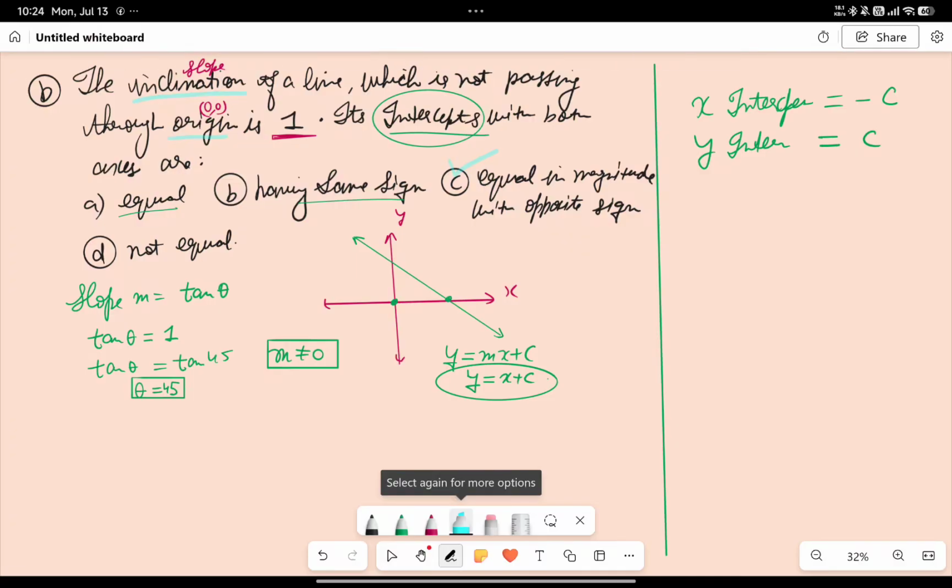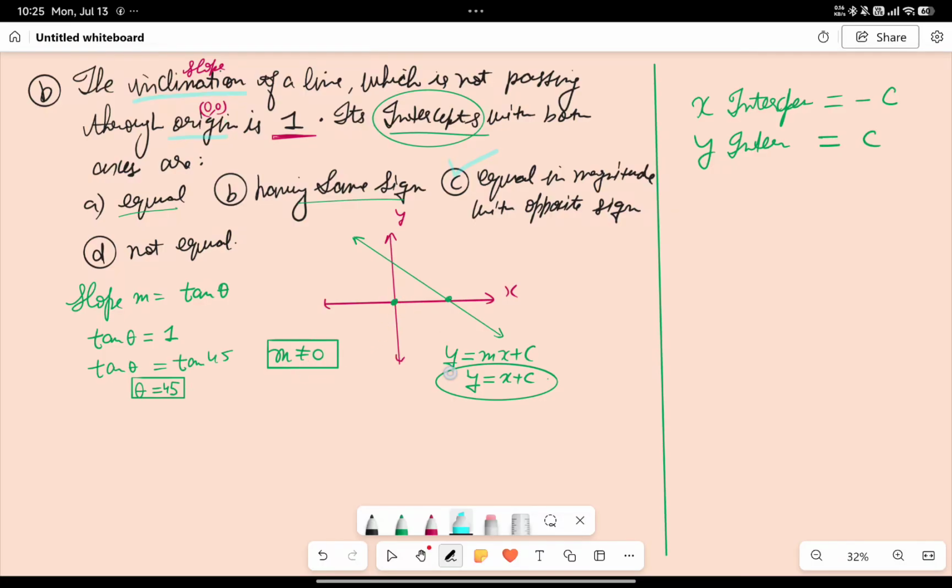Okay, read this question again. No need to hurry. The inclination means the slope of a line which does not pass through the origin is 1. Its intercepts with both axes are equal, or having the same sign, or equal in magnitude with opposite sign, or not equal. So look at this. Their slope is m, that is tan theta. Tan theta is 1, it means theta is 45. Well, m is also not 0, it is not passing through this point.